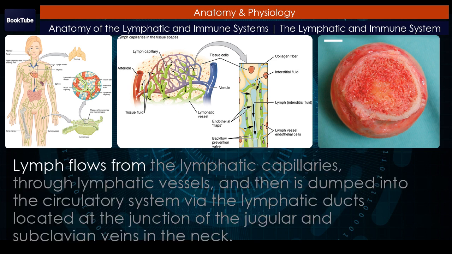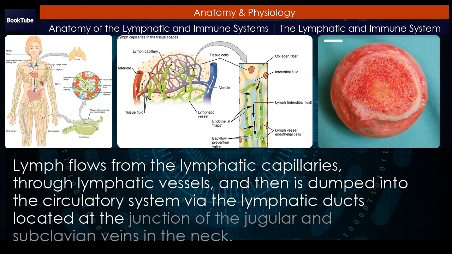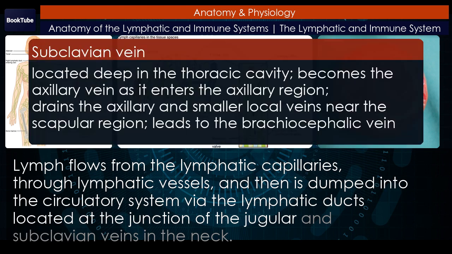Lymph flows from the lymphatic capillaries through lymphatic vessels, and then is dumped into the circulatory system via the lymphatic ducts located at the junction of the jugular and subclavian veins in the neck.